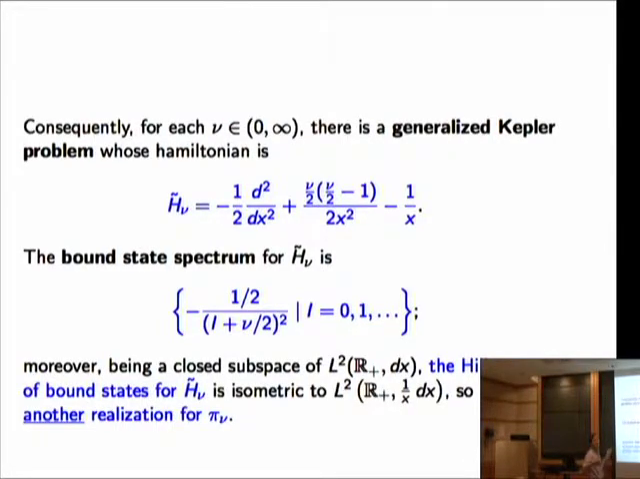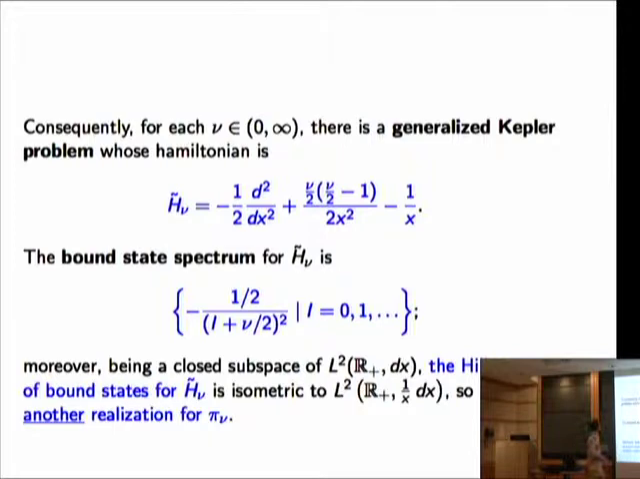But then we want to solve the bound state spectrum problem. It turns out the bound state spectrum is like this. This i runs from 0, 1, 2, and this nu over 2. Nu, remember, is positive, so this is never 0. So the spectrum is like this.